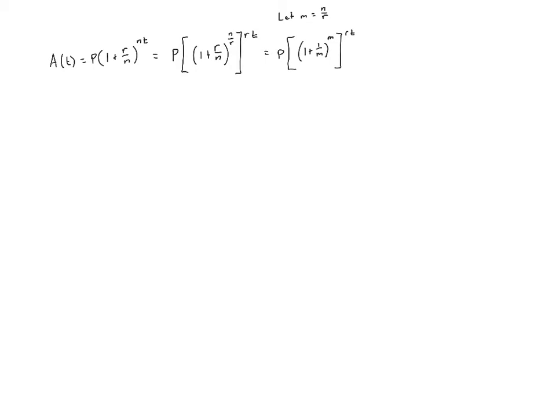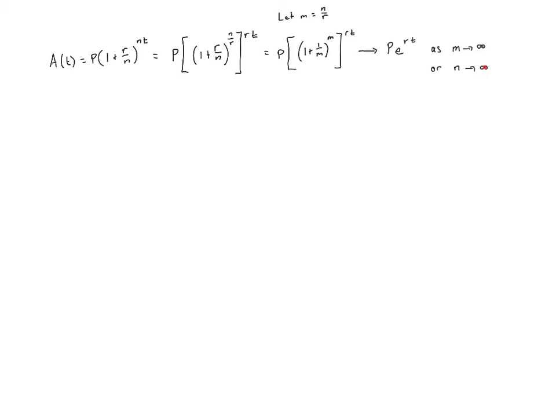But we saw in a previous lesson that if we look at 1 plus 1 over m to the m power, and we look at what happens to this as m gets bigger and bigger, this quantity gets closer and closer to a particular number, and we called that number e. So this expression is going to be getting closer and closer to p times e to the rt as m approaches infinity, which is what happens when n approaches infinity.